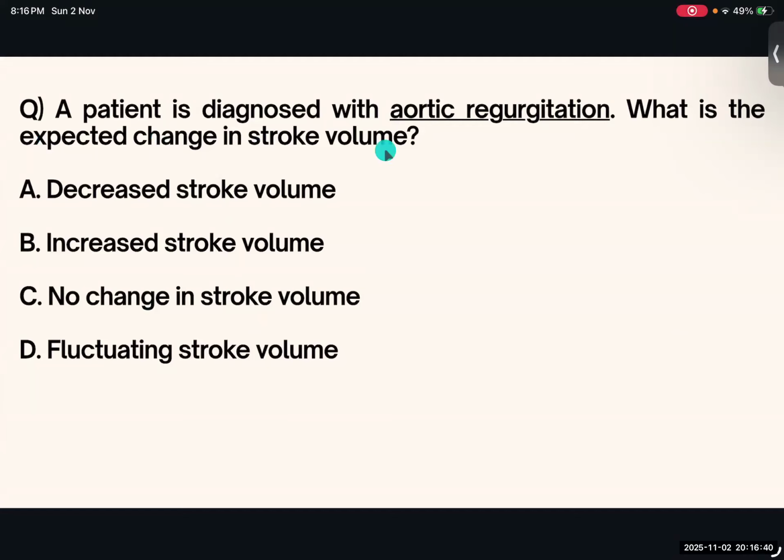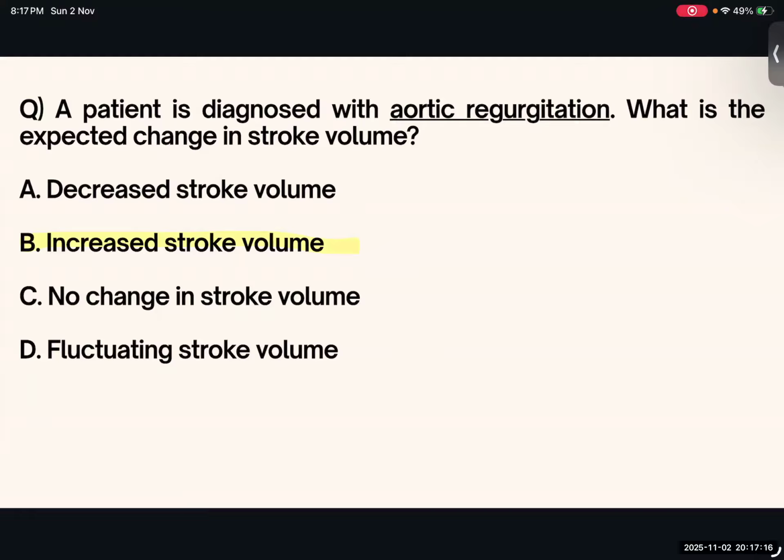A patient is diagnosed with aortic regurgitation. What is the expected change in stroke volume? Okay, before we do that, aortic regurgitation, is it a systolic or diastolic murmur? Aortic is diastole. Fantastic, mashallah. Why is it diastolic? Because you don't want the valve to be open, to be closed. So when the valve is closed, there's going to be blood flow, a bit like backflow. Wonderful. Fantastic. So you are incorrect, unfortunately.